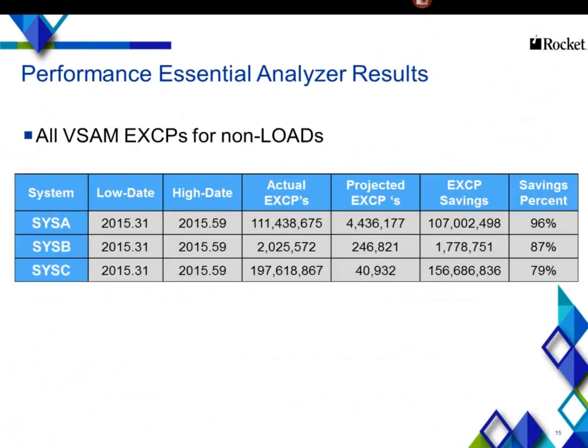Next, four slides show actual customer results using their SMF data. On this slide, the analyzer results for VSAM non-load functions are displayed for 3 different systems. The savings in EXCPs range from 70% to 96%.